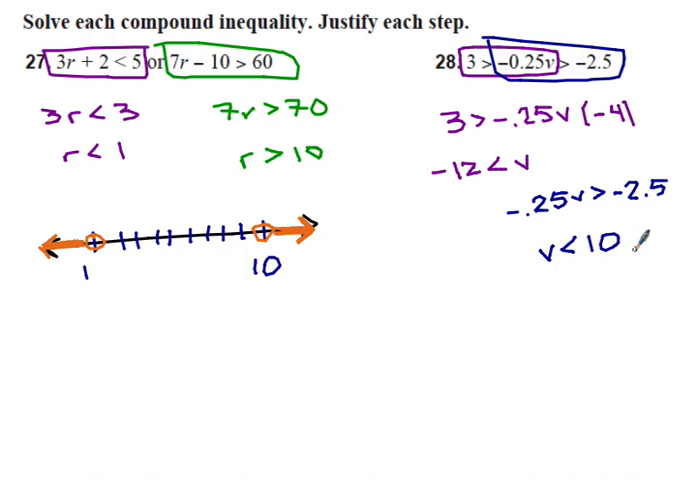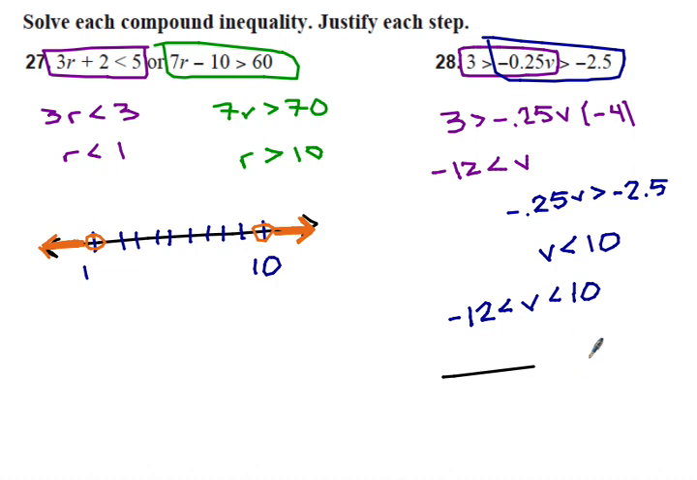And now if I wanted to put this back into a compound statement, you can. Okay, so basically what we're looking at is -12 is less than V less than 10. You can write that back into a compound statement if you want, or leave it as these 2 separate ones if that helps you better. Either one will be acceptable. Okay, but you need the word "and" with it essentially.